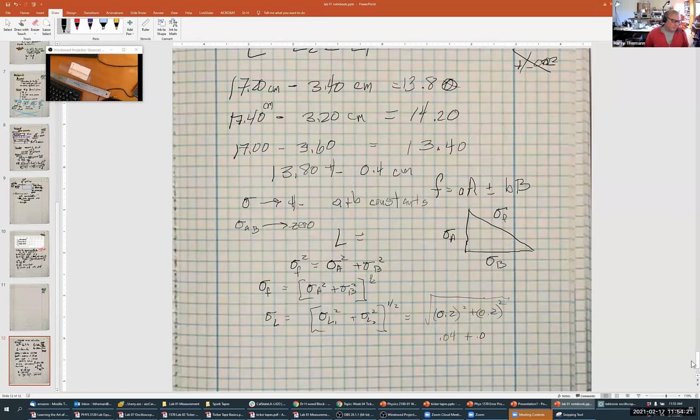So you see how now we would expect it to be a little bit bigger than 0.2, but we really wouldn't expect it to be as big as 0.4. So at the end of the day, then we have L, and sigma, remember, is plus minus. L equals, what do we get? Centimeters plus minus 0.28 cm.